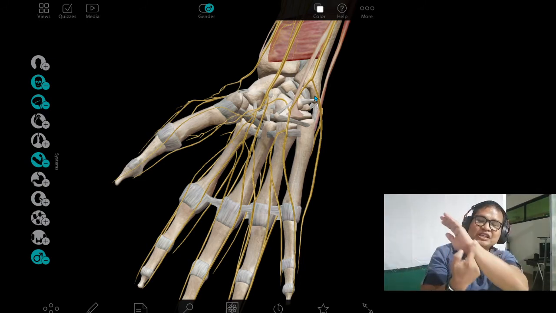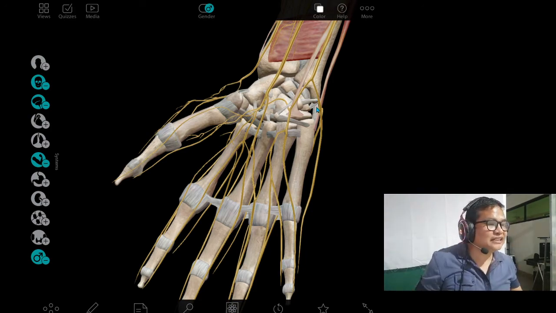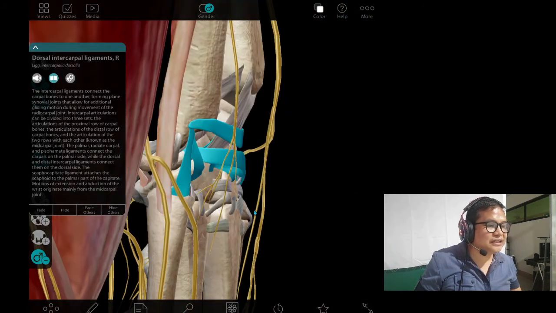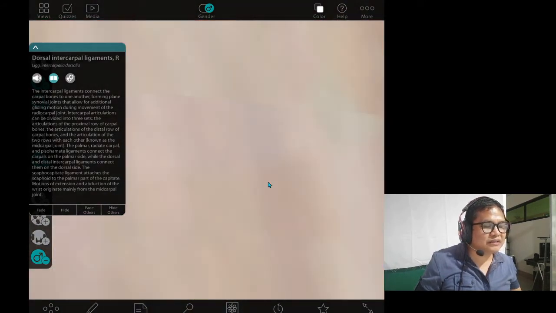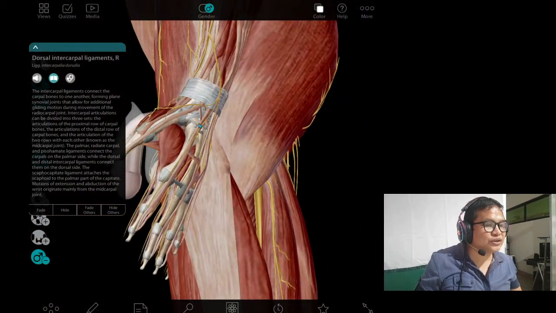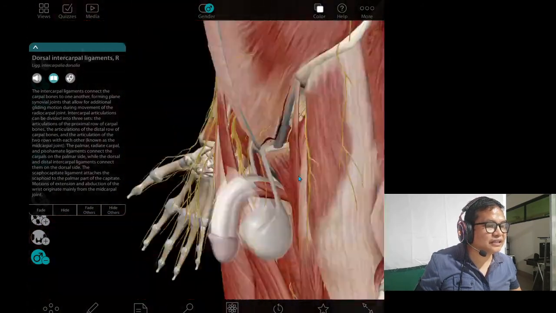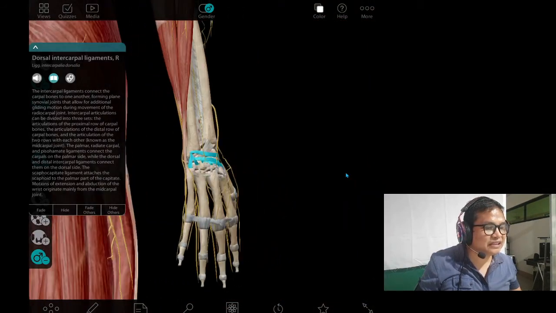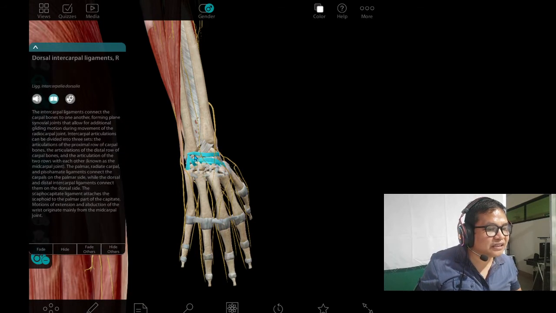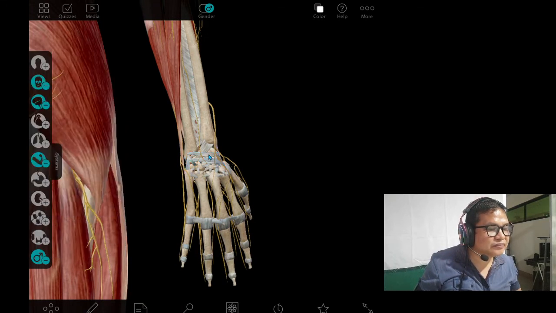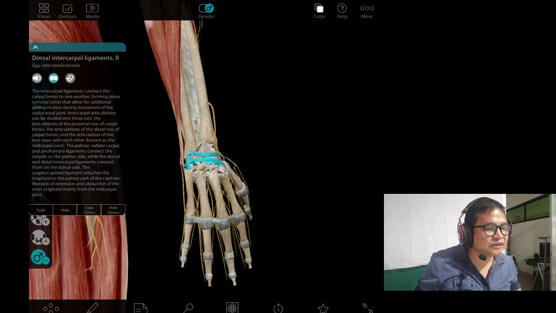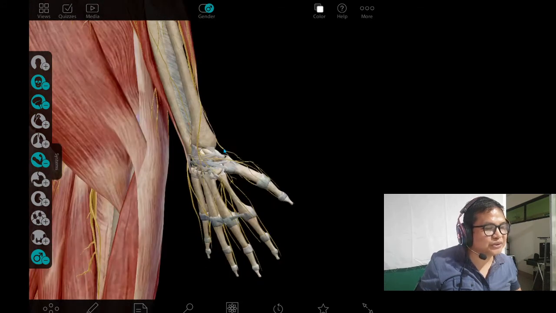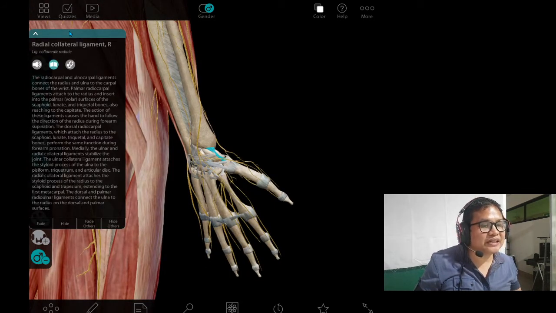So here naa pud siya ligaments nga naga-hold ra, no? Kani if you notice, kani nga ligaments, that is your ulnar collateral ligaments, no? Kana siya dira, ulnar collateral ligaments dira nga naga-support, ug naa pay radial collateral ligaments.